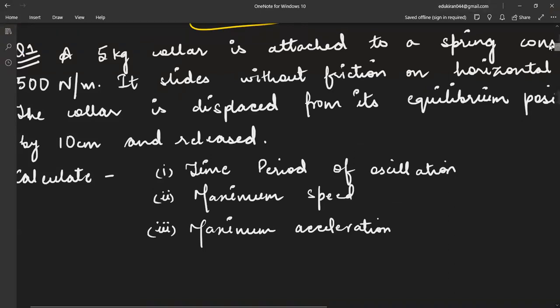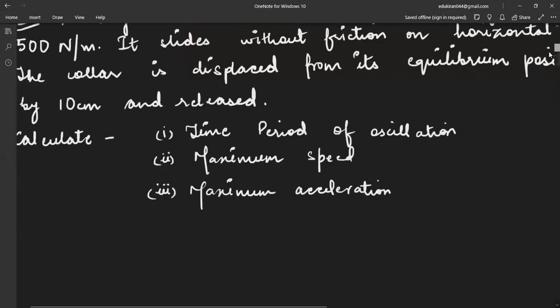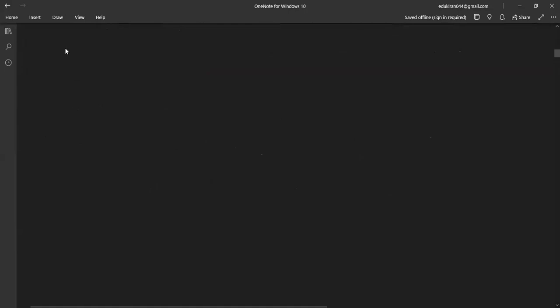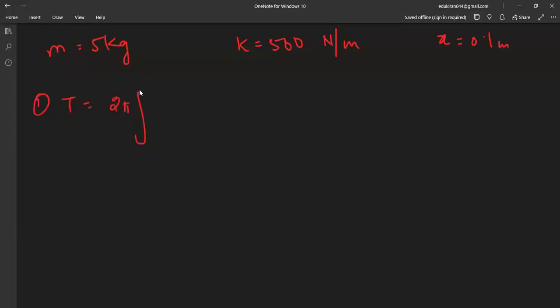So 5 kg, 500 Newton, and position is 10 centimeter. We have to find time period, maximum speed, maximum acceleration. See, mass is 5 kg, K spring constant is 500 Newton per meter, and X is 0.1 meters. That is the amplitude. So for the first part, time period, T is equal to 2 pi under root M by K. So T is equal to 2 pi under root 5 by 500. So 1 by 100, it would be 1 by 10. So this will be simply 2 pi by 10.